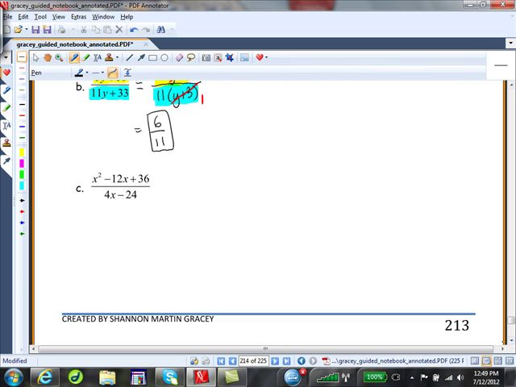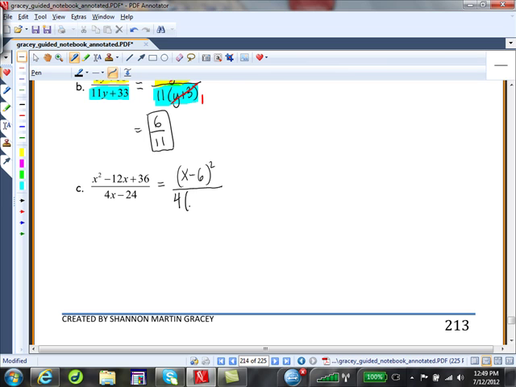Okay, part C. All right, so x squared minus 12x plus 36 will factor to be x minus 6, the quantity squared. This is using the fact that x is being squared, 6 is being squared, 2 times 6 times x is 12x. Right? If you need to factor it the regular, the long way, please do so.